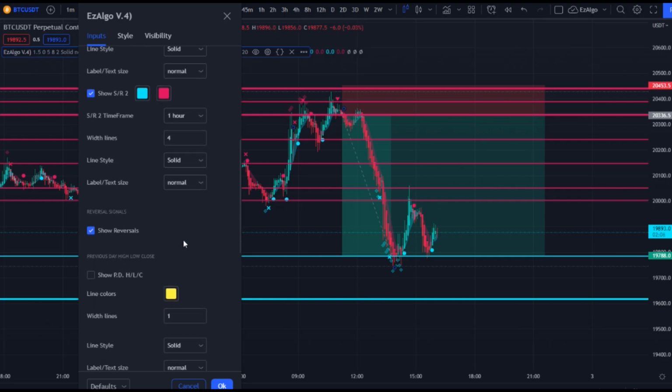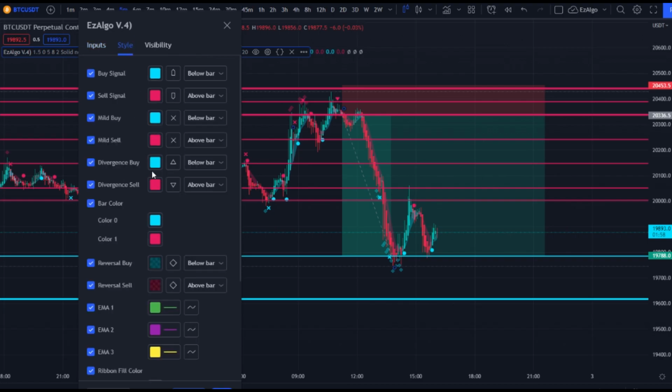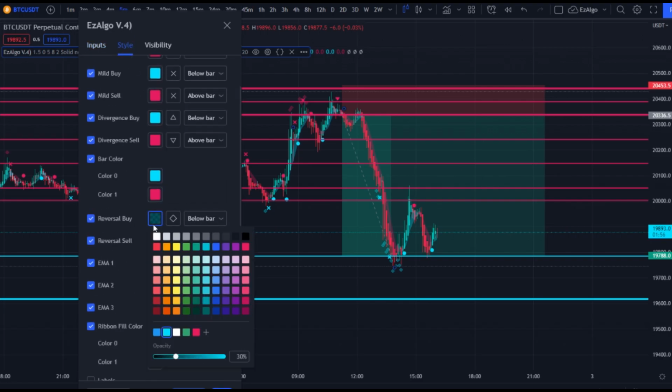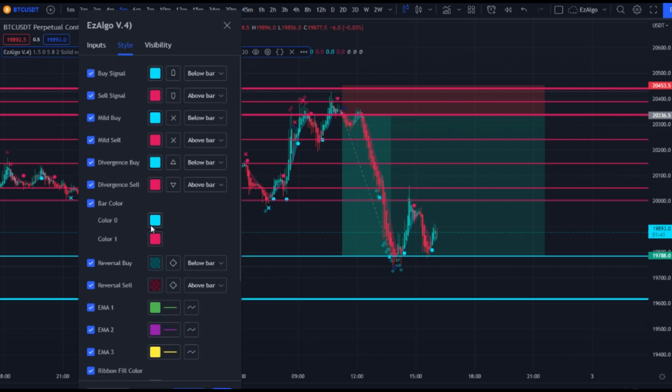Now, the reversals are also extremely helpful. I don't enter trades based off of these reversal signals, but they can be quite helpful. So I'll turn those on, and then within style, I'll set the opacity to 30%. If I set the opacity to 100, you'll see in a second, they kind of overlap the other EzAlgo signals. So to see everything clearly, I'll set that to 30%. I'll keep all the sell signals on, the mild, the divergence, and of course the standard EzAlgo buy and sell signals.